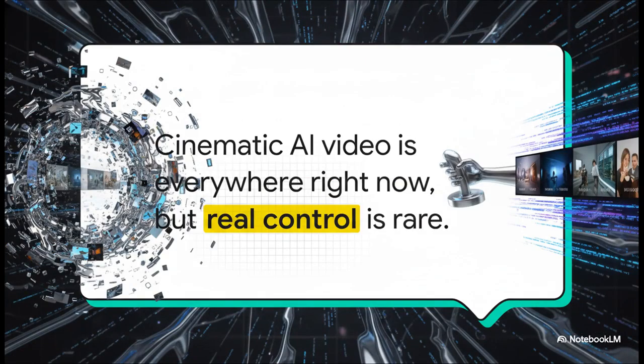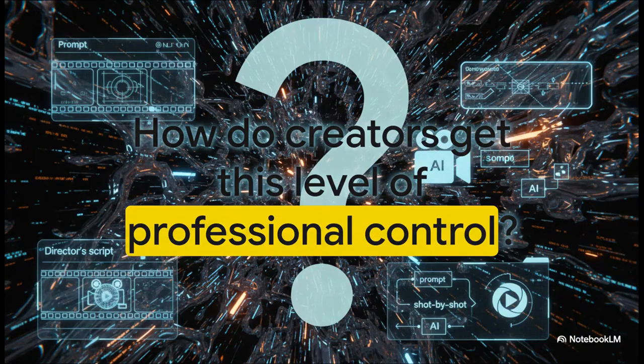Because let's be real, for most of us, prompting an AI feels kind of like playing the lottery. You type in a few words, cross your fingers, and just hope for the best. But at the same time, there's this select group of creators who aren't just prompting. They are getting total pixel-perfect control over what the AI spits out. So what is their secret?